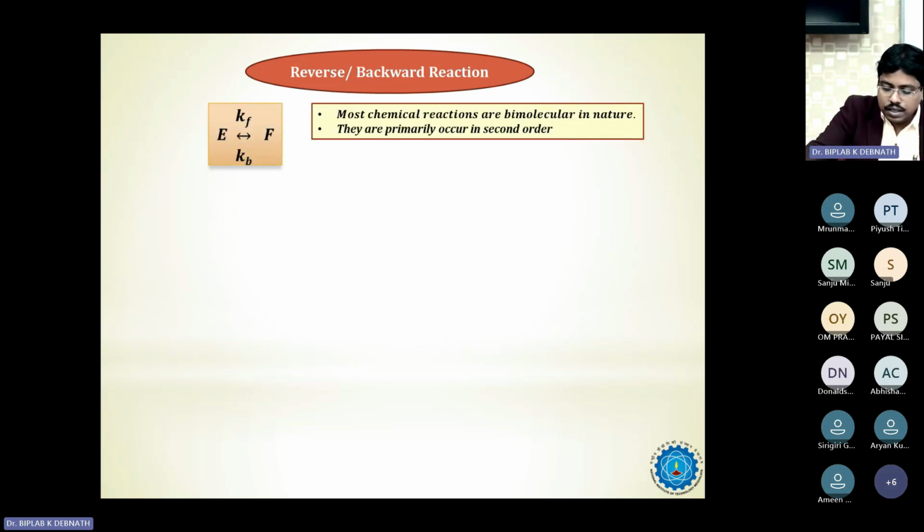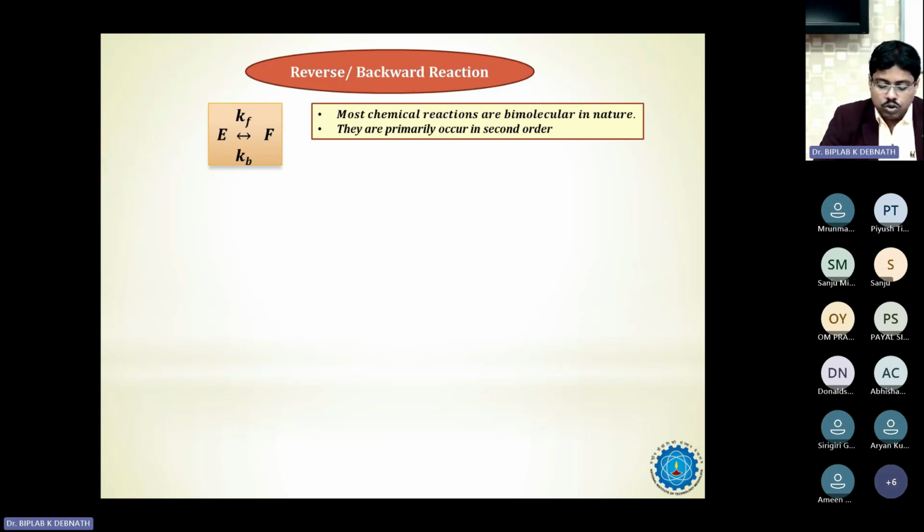Now, reverse or backward reaction. I was telling in the last class that when a chemical reaction occurs, it is not mandatory that it will always proceed in the forward direction. That means if E constituent is reacting and giving F constituent, it is not mandatory that F is not again giving back E. So along with forward, there is always a chance of a backward reaction.